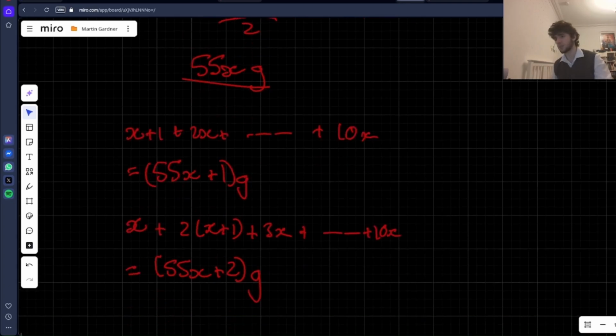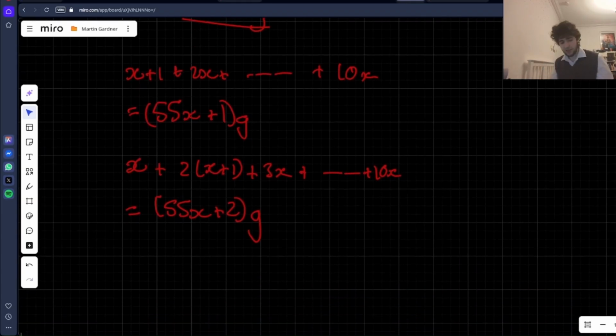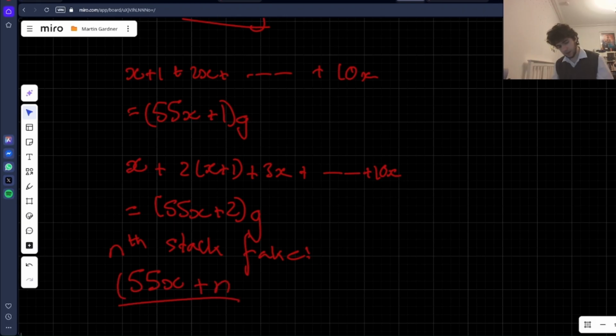Okay? Now you can repeat this process assuming that whichever stack you want is fake, okay? And in each scenario, if the nth stack is fake, then the mass that you'll observe, given that x is the mass of a real 10p coin, is exactly 55x plus n grams. So all you need to do is determine what this n is. In other words, figure out what 55x is, if you're given that you know the mass of an individual real 10p coin. Figure out what that is.